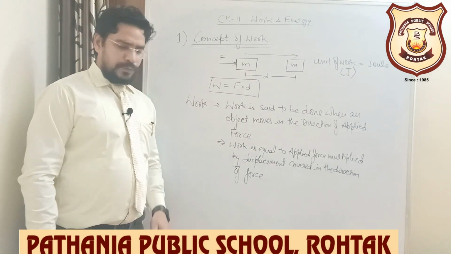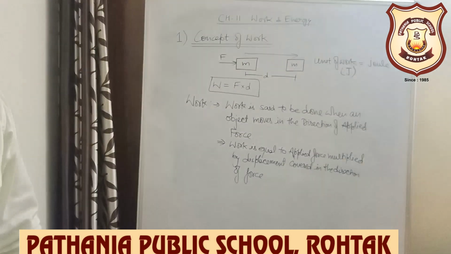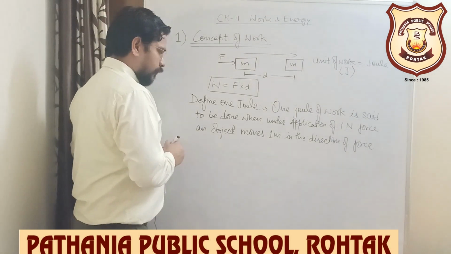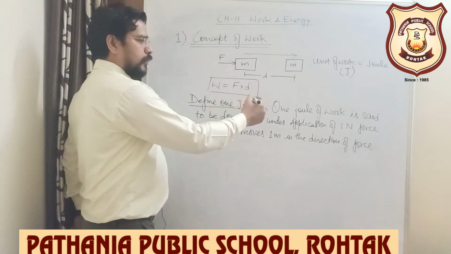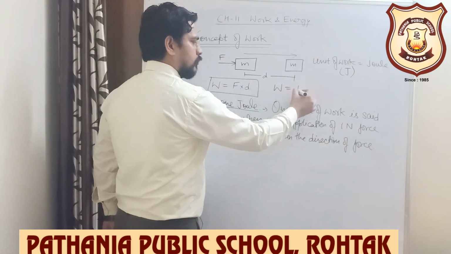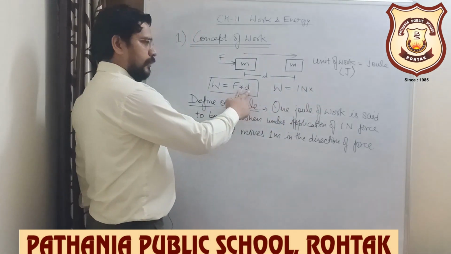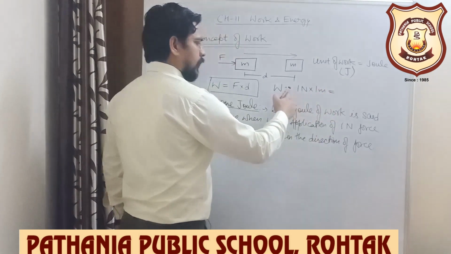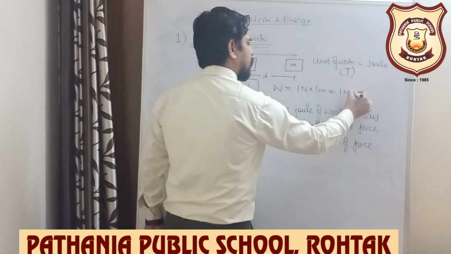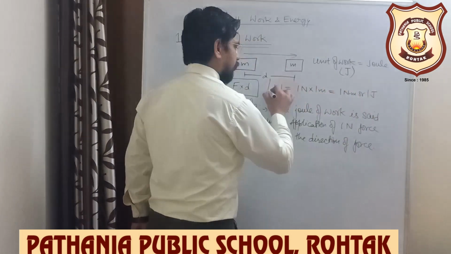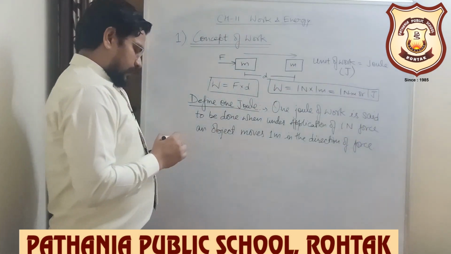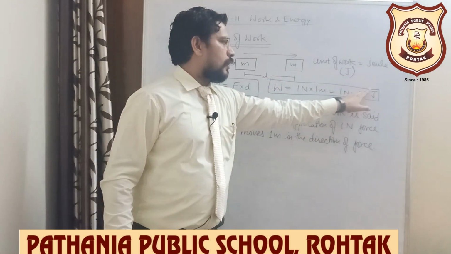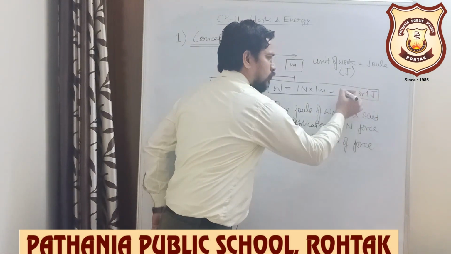Let me write that definition for you. So here is the definition of 1 joule of work for you. In this equation you can see, if I put the value of force as 1 Newton and the value of distance as 1 meter, then I will get 1 into 1, that is 1 Newton meter or 1 joule of work. This Newton meter and joule, they are the same thing. There is no difference.